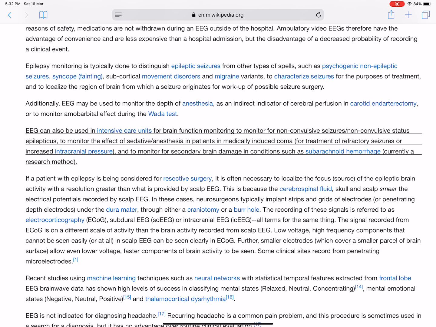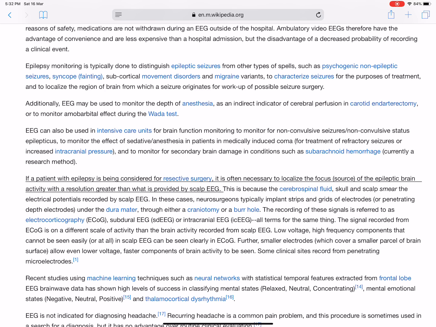EEG can also be used in intensive care units for brain function monitoring, to monitor for non-convulsive seizures, non-convulsive status epilepticus, to monitor the effect of sedative anesthesia in patients in medically induced coma, for treatment of refractory seizures or increased intracranial pressure, and to monitor for secondary brain damage in conditions such as subarachnoid hemorrhage, currently a research method.